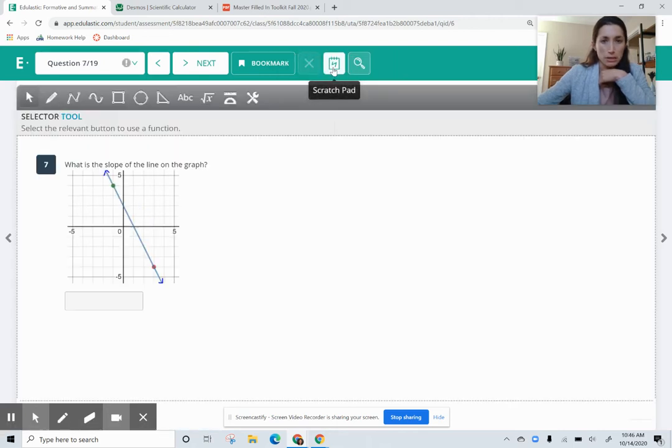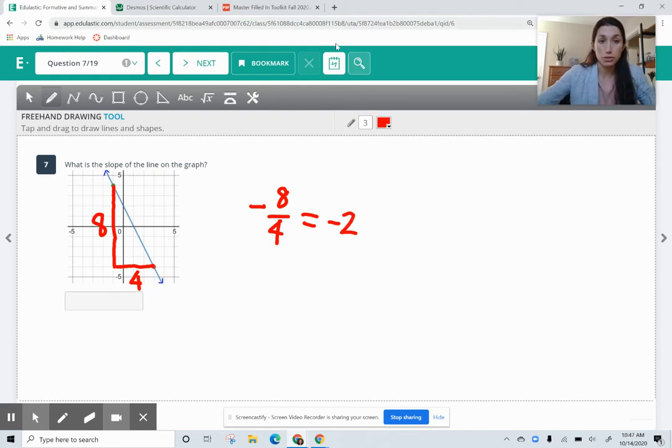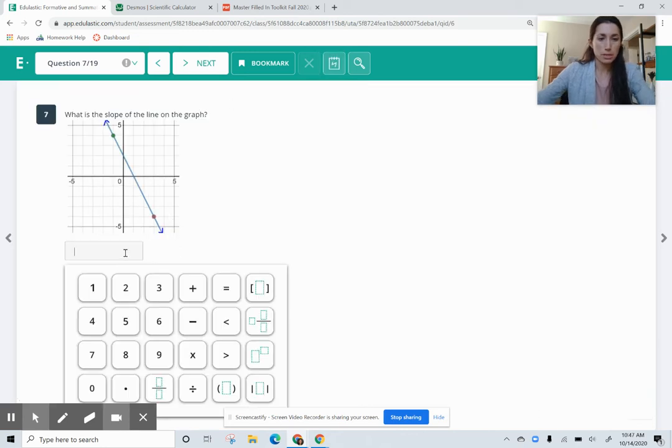This slope here, let's check our vertical and horizontal change. We've got 1, 2, 3, 4, 5, 6, 7, 8, and 4 to the right. We also know that this is a negative slope. It's going downhill, so negative 8 over 4. And we need to simplify this. Well, negative 8 divided by 4 is going to simplify to negative 2. So I'm just going to put this in as a negative 2. And you always want to have slopes in simplest form. So I'll type this in as a negative 2.